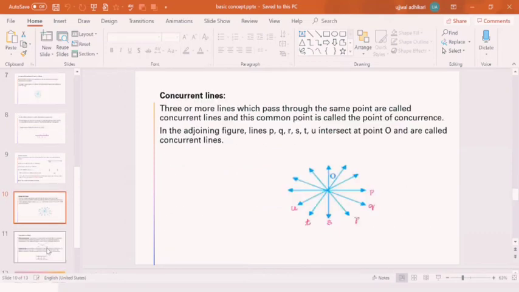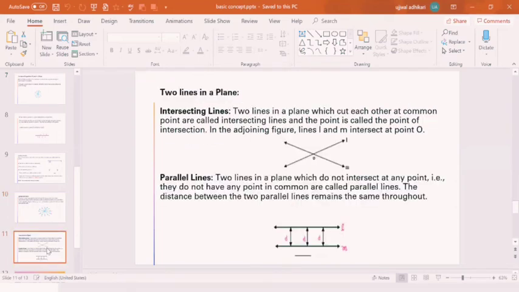Next one is concurrent lines. Three or more lines which pass through the same point are called concurrent lines. The common point from where all the lines are crossing is called the point of concurrency. In the given figure, lines P, Q, R, S, T and U intersect at the point O. That's why these lines are concurrent lines and point O is called the point of concurrence.